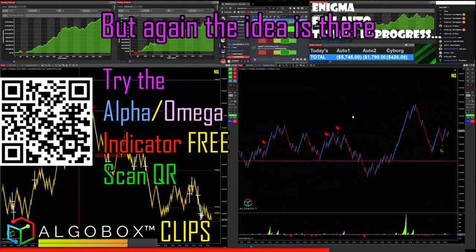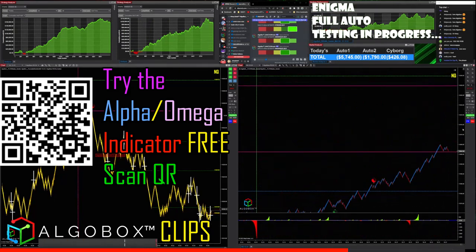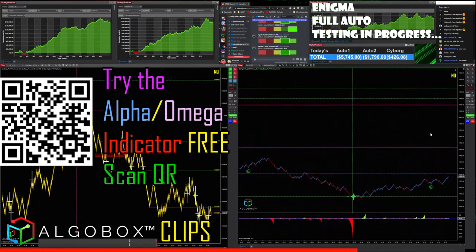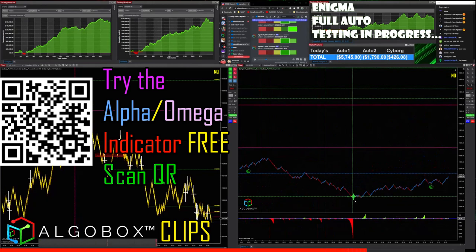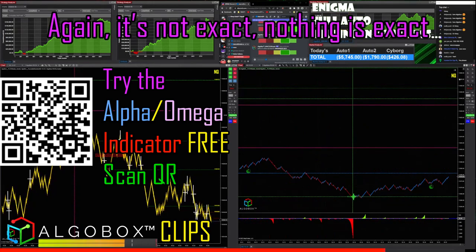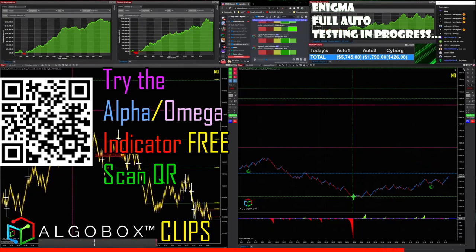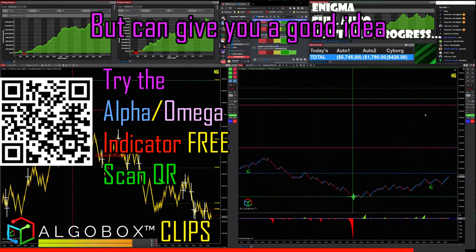I know it's all smushed in there, but again, the idea is there. You can definitely see it. And it ended up being a 17 for the full push-up. Again, it's not exact. Nothing is exact. But it can give you a good idea, right?